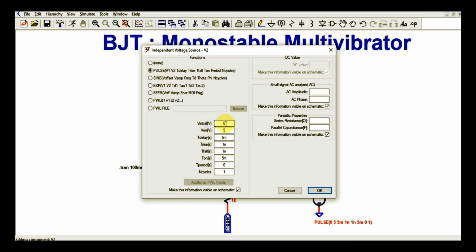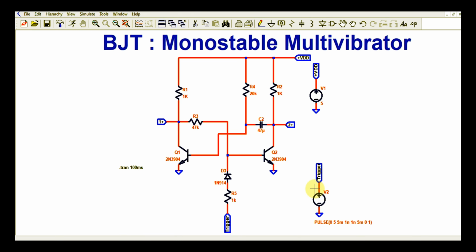The initial value is 0, the on voltage is V on equals 5 volt, and it appears after a delay of 5 millisecond, right? The rise time is 1 nanosecond, the fall time is 1 nanosecond, the T on time is 5 millisecond, the T period is 0, and the number of cycles is 1. So this is basically the configuration for the trigger. I will show you how this trigger looks, right?